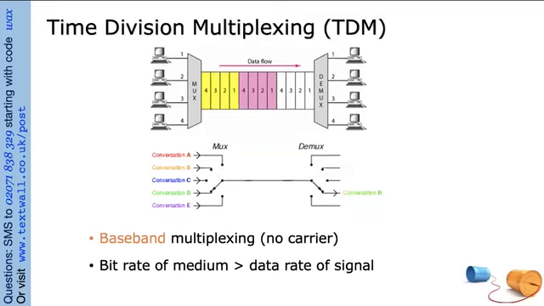Each message will be sampled, and you're having fs times n bits for each message. But because you have several messages, in this case 1, 2, 3, 4, 5, you have 5 times n times fs bits per second on the channel. And we're just saying that the bit rate of the medium is higher than the data rate of the signal. So that's almost by definition: your channel capacity has to be greater than or equal to your data rate.